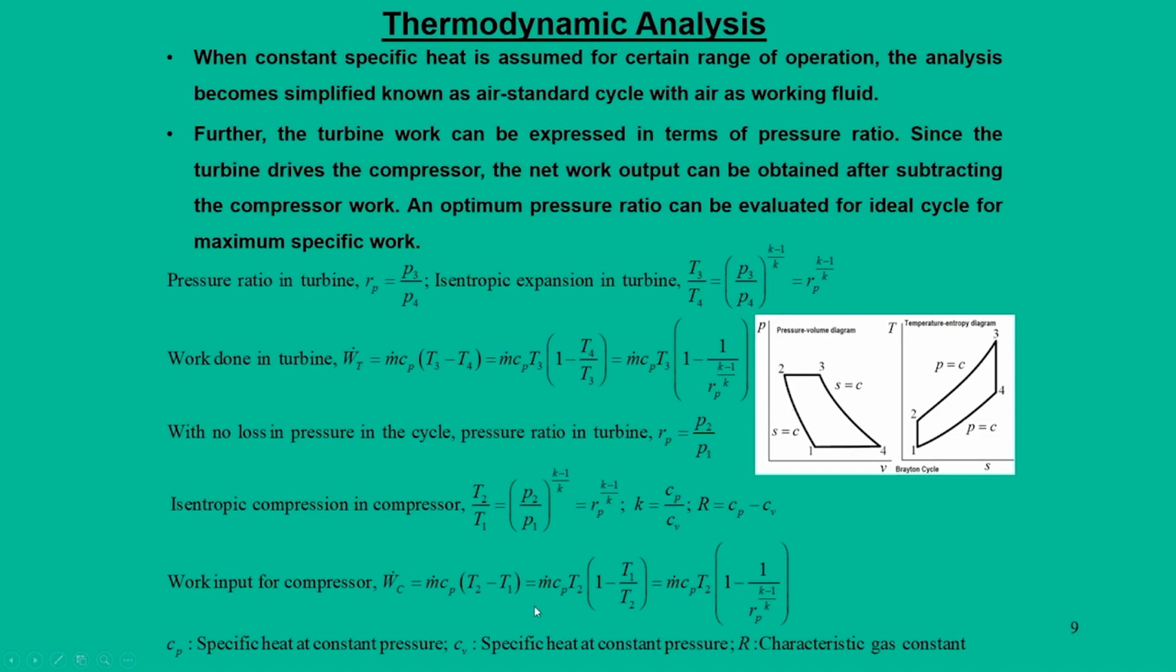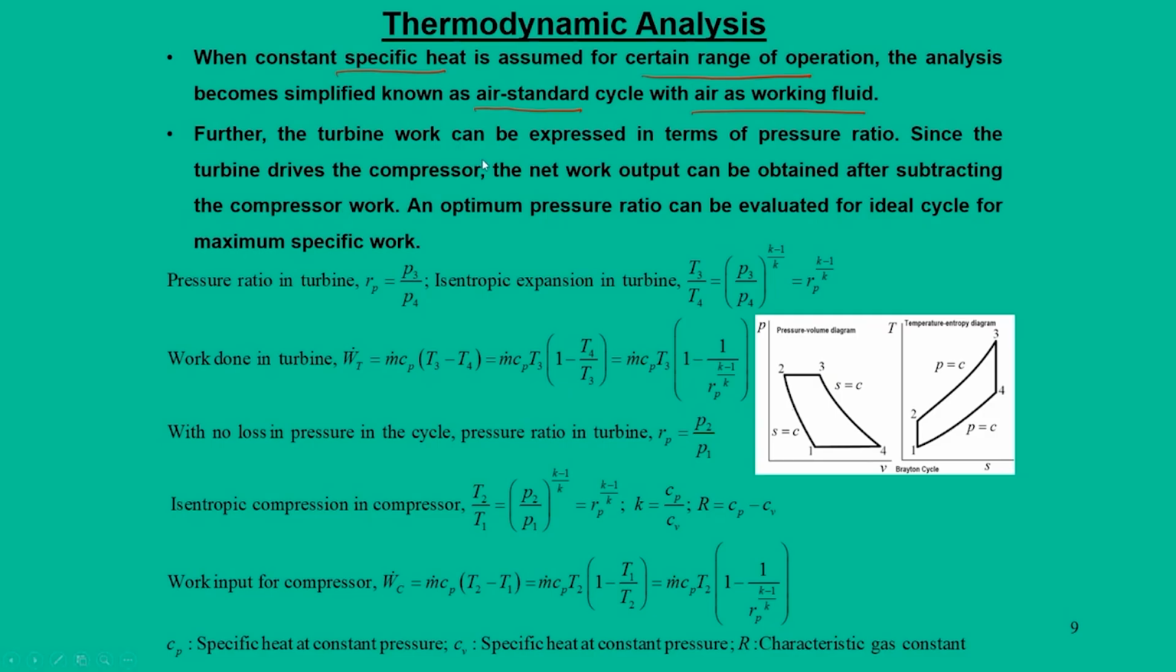Now here we need to make some assumptions. When the gas continuously enters the compressor and turbine, the specific heat of the gas should be assumed to be constant for the range of operations that we are looking at. So, with the constant specific heat assumption, the analysis becomes a simple air standard cycle with air as the working fluid. Further, we need to do the thermodynamic analysis.